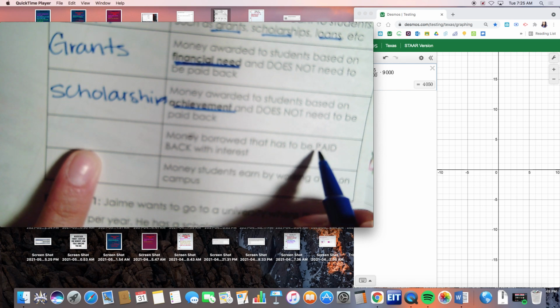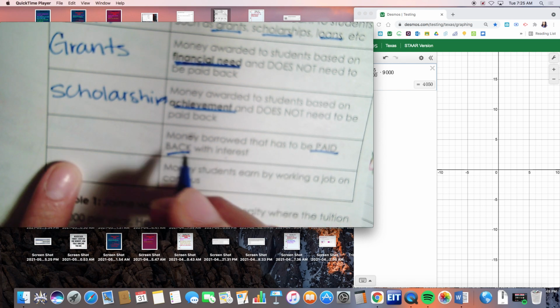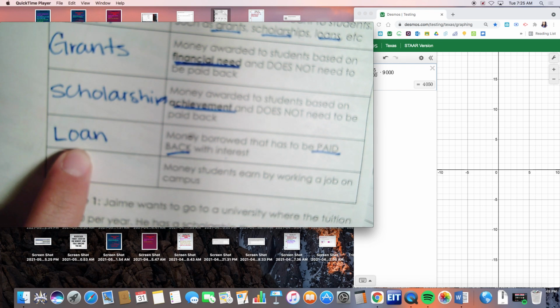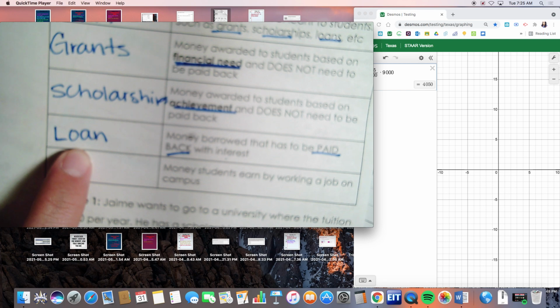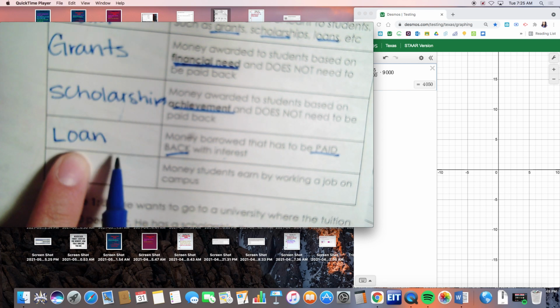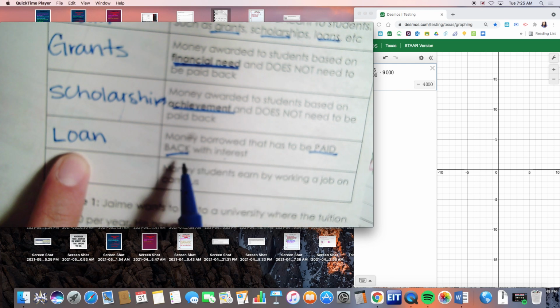Money borrowed that has to be paid back with interest is called a loan. You do not want to have to get these. If you have to, you have to. But if you can avoid them, I would definitely try to get these two before you get loans, because you will pay them back.